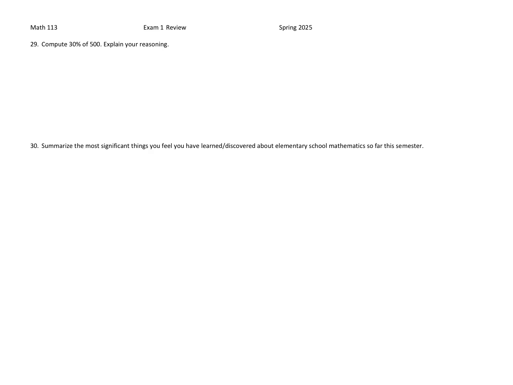Compute 30% of 500, explain your reasoning. So we could make a math diagram, a strip diagram, or we can do a percent table. So 30% in a strip diagram would be 3/10. So let's do a strip diagram. So 30%, that is 30 over 100, which reduces to 3/10.